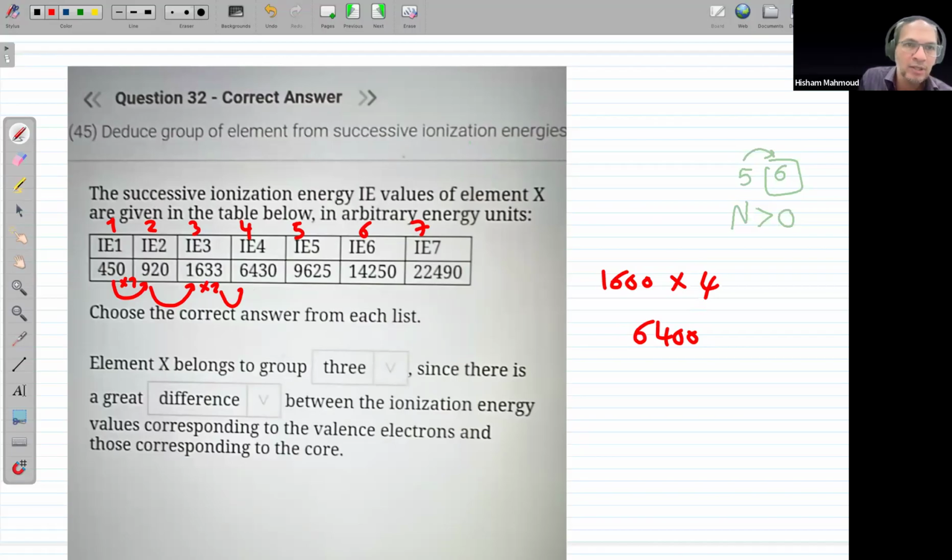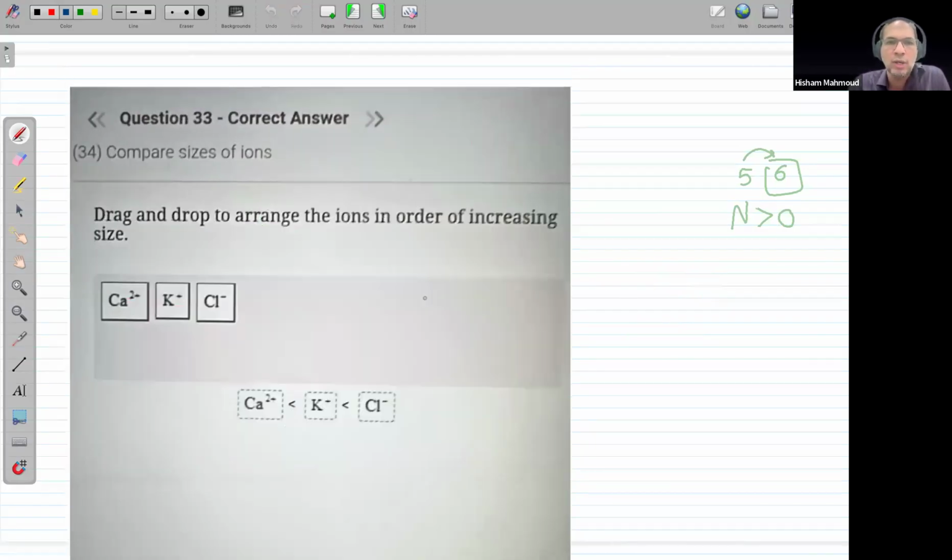So take the two numbers between which there is the biggest jump, and take the left number, because this will be your answer. If the biggest jump is between 6 and 7, take these two out and take the left number, so it will be group 6. So the method is to find the two groups between which there is the biggest jump, take the left one, and it will be your group. There is a great difference between the ionization energy values corresponding to the valence electrons and those corresponding to the core.